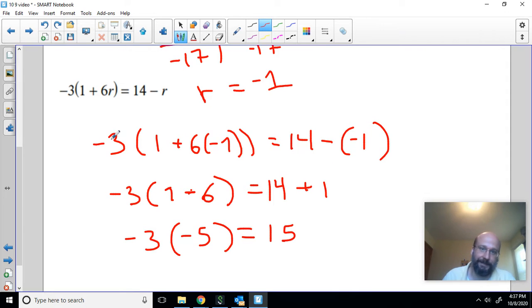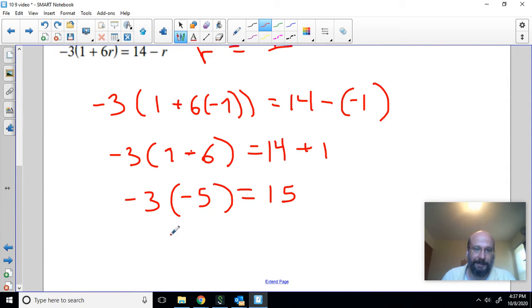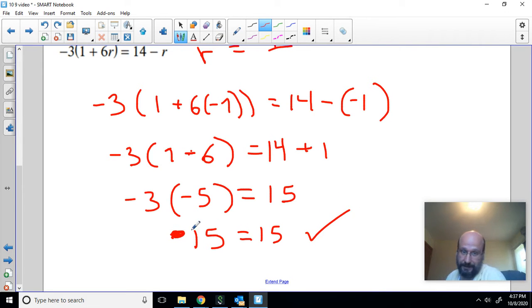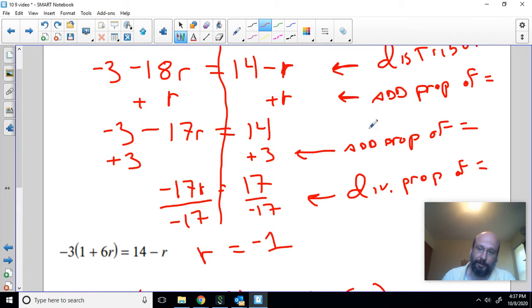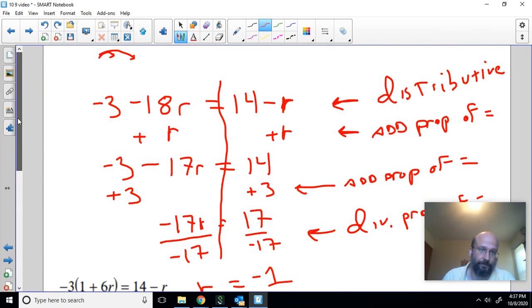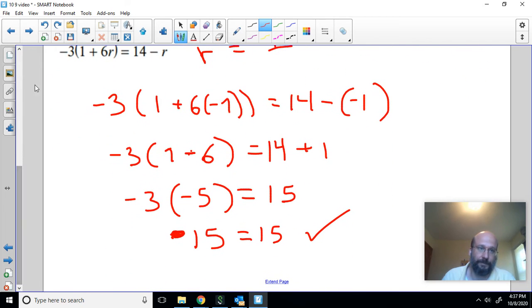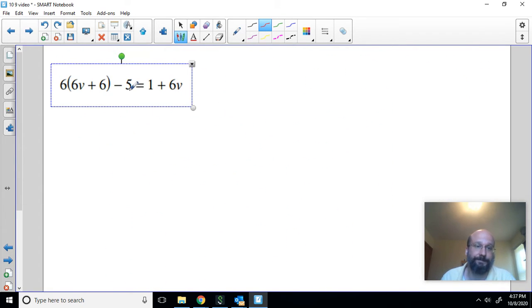All right, I did all of this left side and all of the right side. -3 times -5 is positive 15. 15 equals 15, so I know I'm right. I did it right because I got the same on both sides. All right, a lot more work checking and a lot more work with the properties. That's why I wanted to go over it before giving you this type of problem.